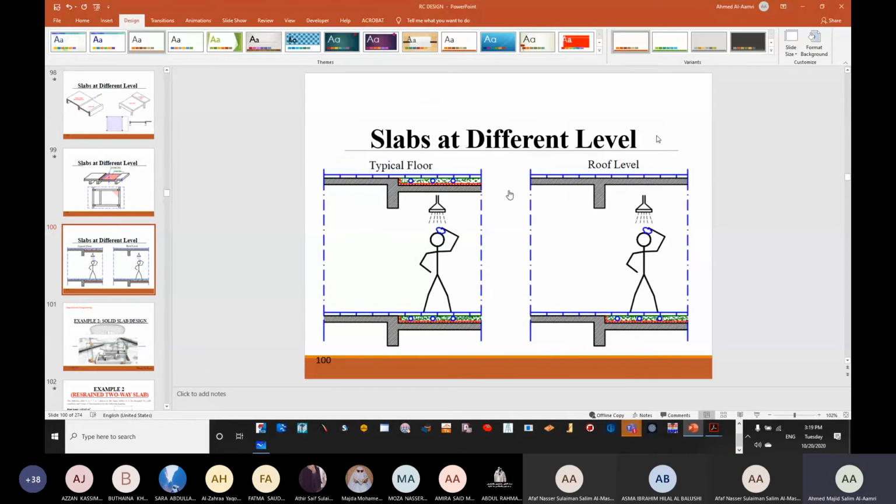This is what we call a sunken slab. Okay, this is what we call a sunken slab. You should know how to identify it.